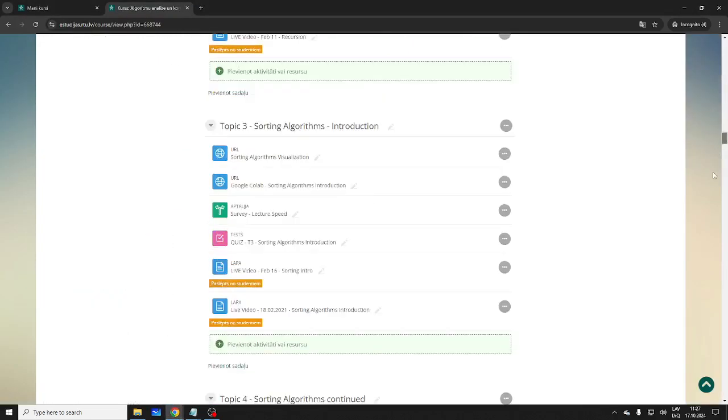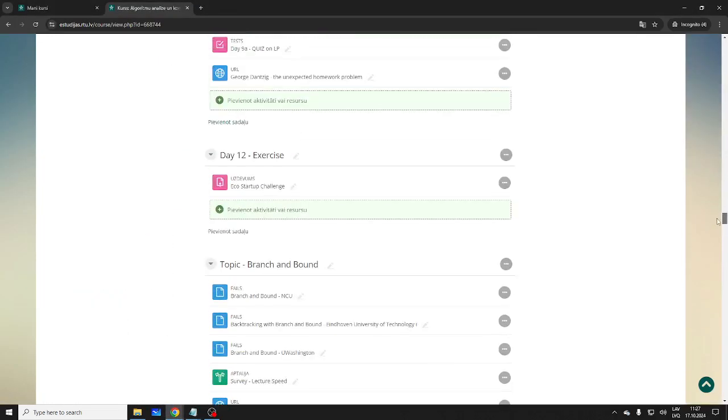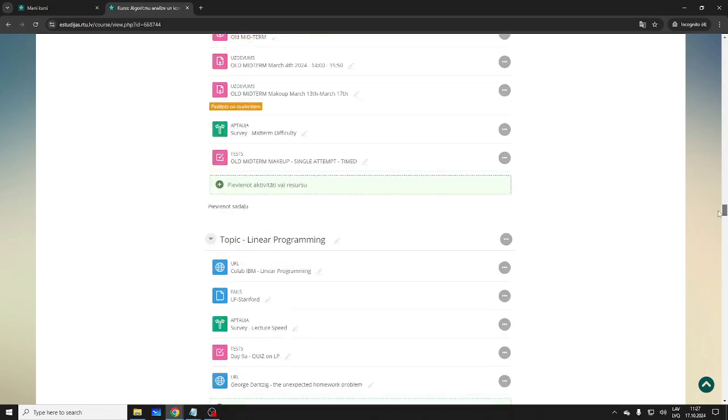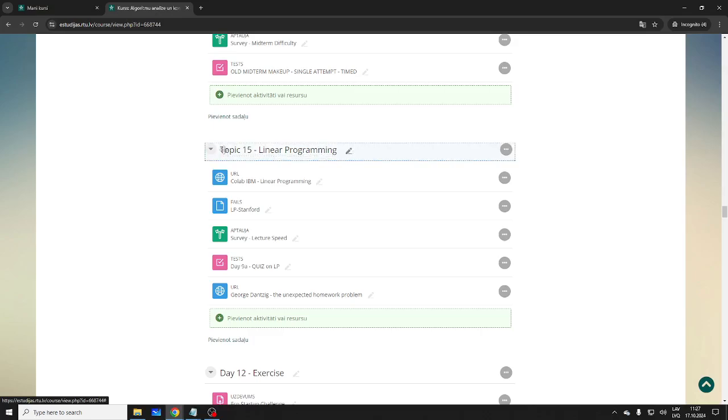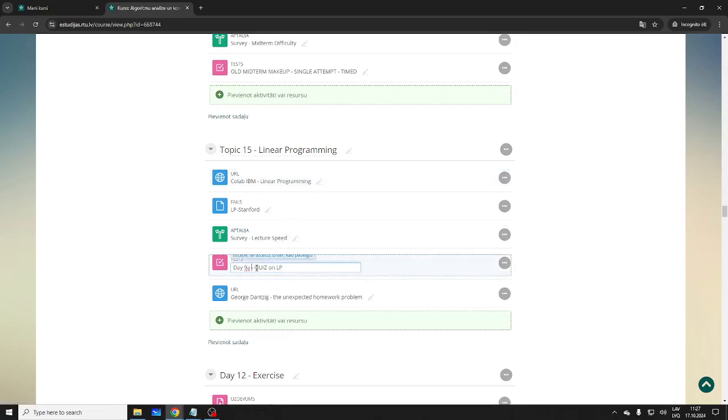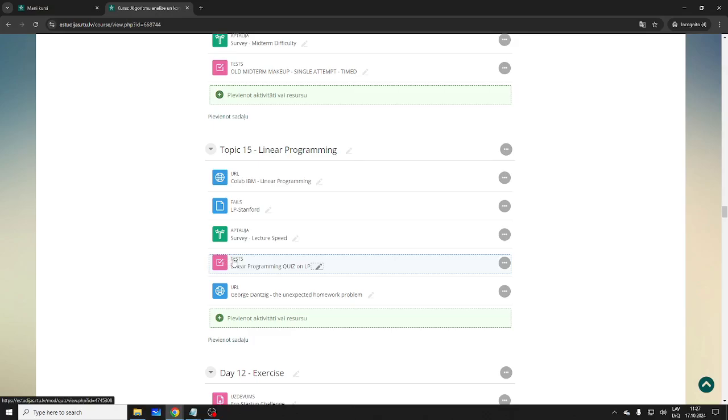So we are here. Linear programming right after the midterm. Here I'll adjust it. So topic, I guess I'll call it topic 15, something like that. And there's of course a Colab, and also the name is not correct. I guess it's just a quiz on linear programming. I'll call it linear programming quiz. Okay. And George Danzig, of course.